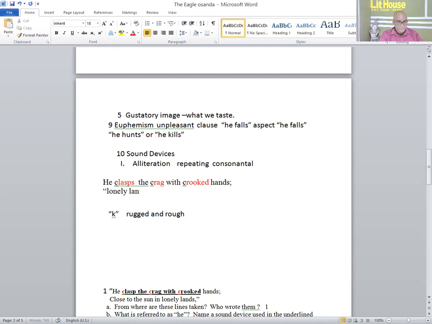Lonely lands. Underline L. Underline L. Lonely lands. Right. Now that is alliteration.